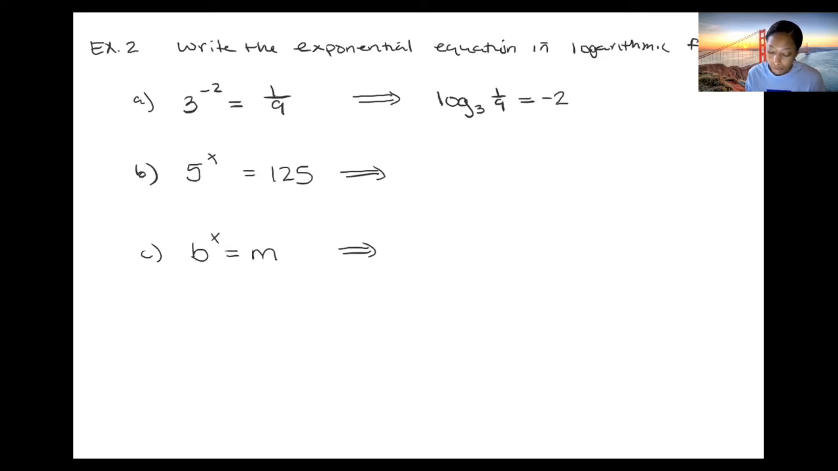All right, for part B, 5 to the x power equals 125. This would be log base 5, because the exponential expression has a base of 5. Log base 5 of 125 equals the exponent, x. And last one, b to the x equals m. The base here is b, so this would be log base b. The exponential expression equals m, so we're taking log base b of m, and that should be equal to x, the exponent.